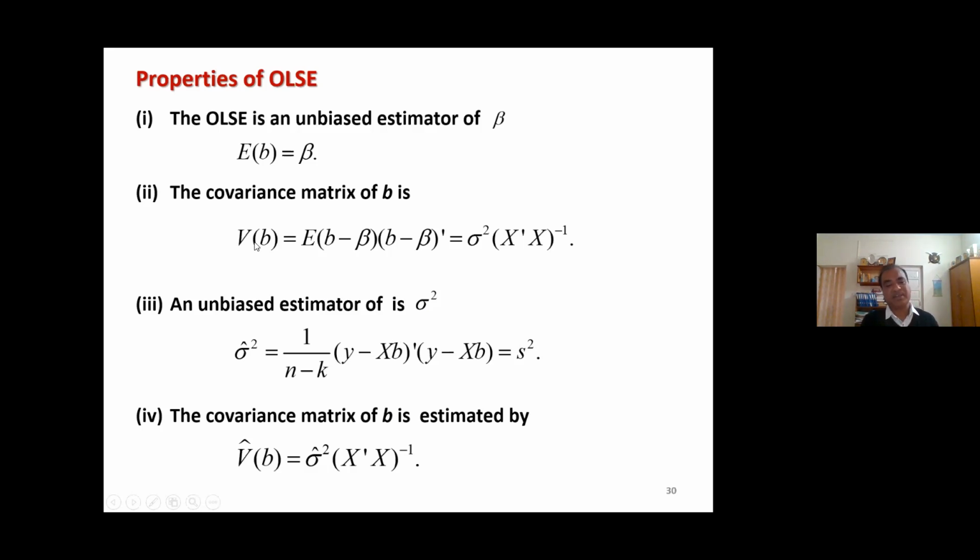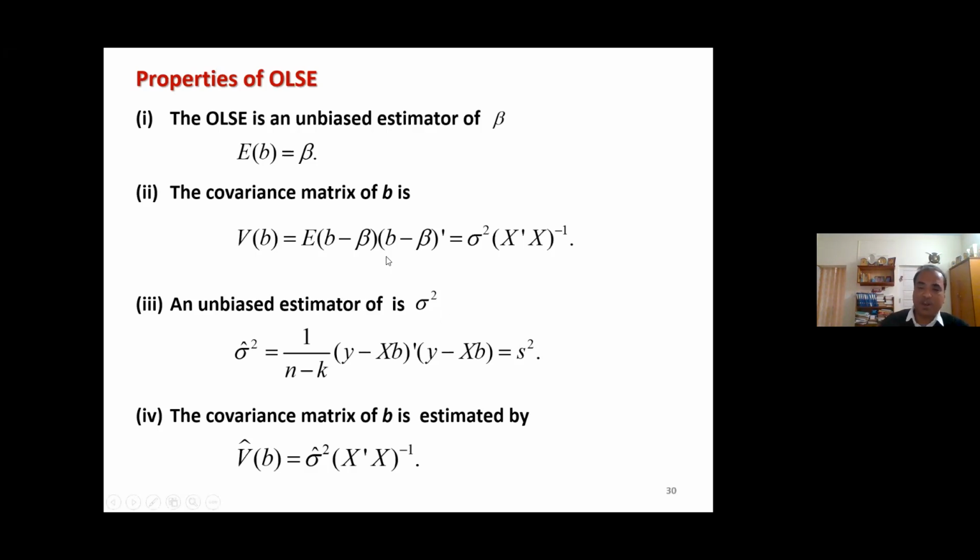The covariance matrix in point number 2, this is the covariance matrix of B. Why is there a covariance matrix? If you try to see, you can obtain more than one sample, and every time you compute the value of B, that is going to be different. So that means B is also working just like a random variable. And when B is working like a random variable, it will also have some variability. So you want to know how much the variability is.